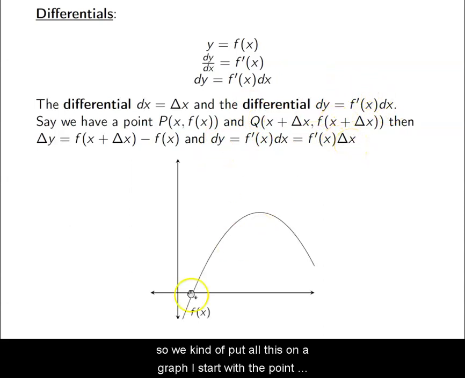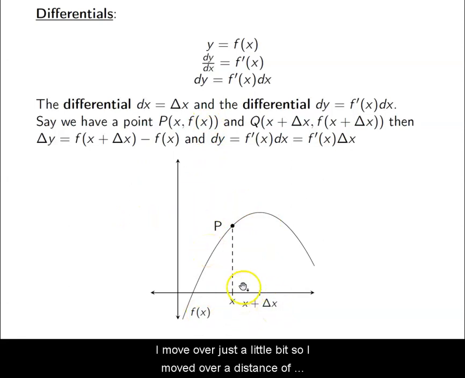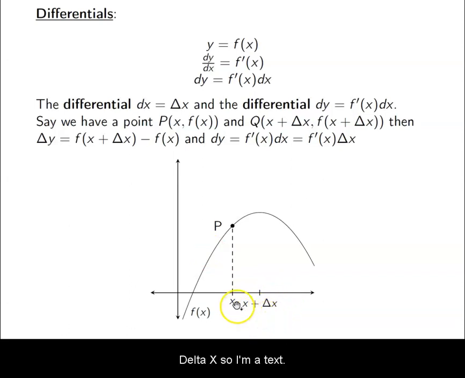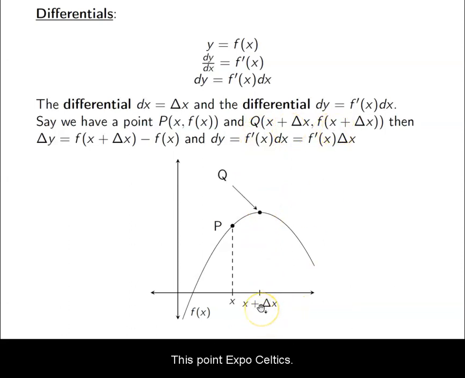So here, if we kind of put all this on a graph, if I start with the point p, p has an input of x. It lies on my curve, on my function, right? So input of x, and its output is f of x. Okay. I move over just a little bit. Okay, so I moved over a distance of delta x. So I'm at x plus a distance of delta x. So the difference between these is the change in the x value that I chose to use. The output here is q. So on the function, that is f of this point, x plus delta x. Okay.